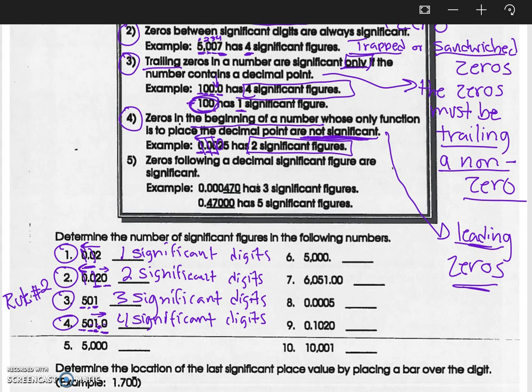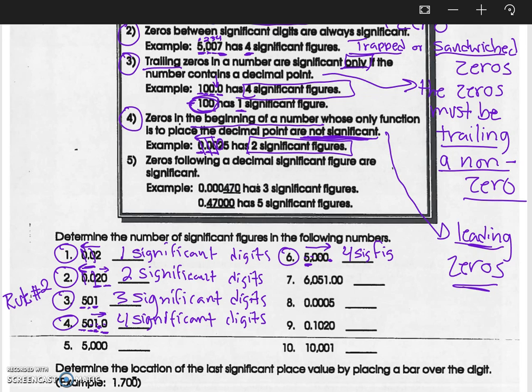Let's do number 6. So this non-zero is significant, and these zeros are trailing, and there's a decimal, always important. So there's 1, 2, 3, 4 significant figures.